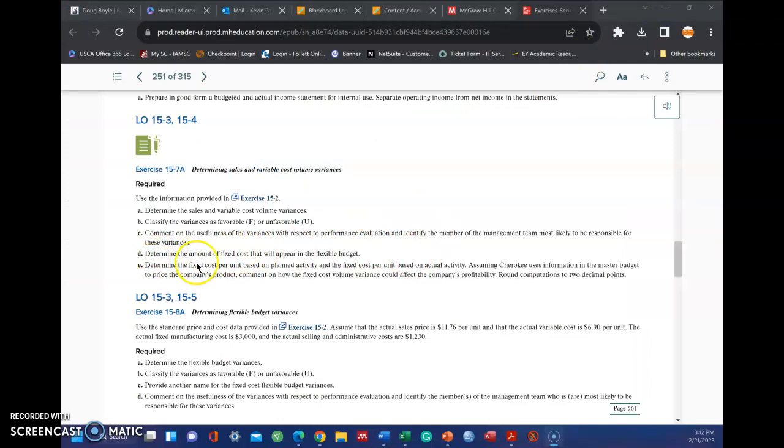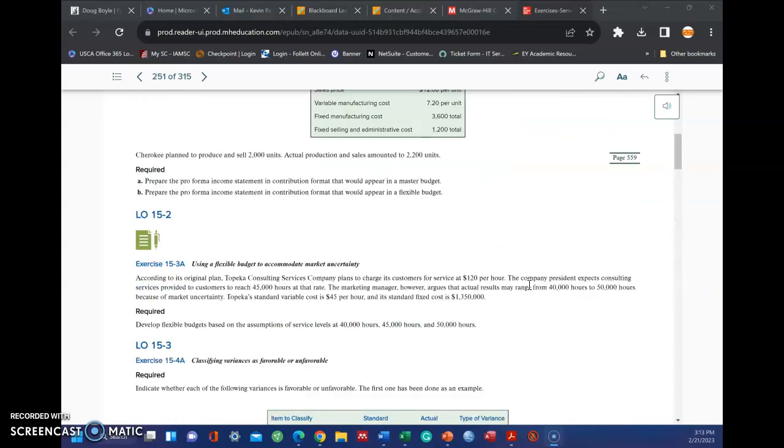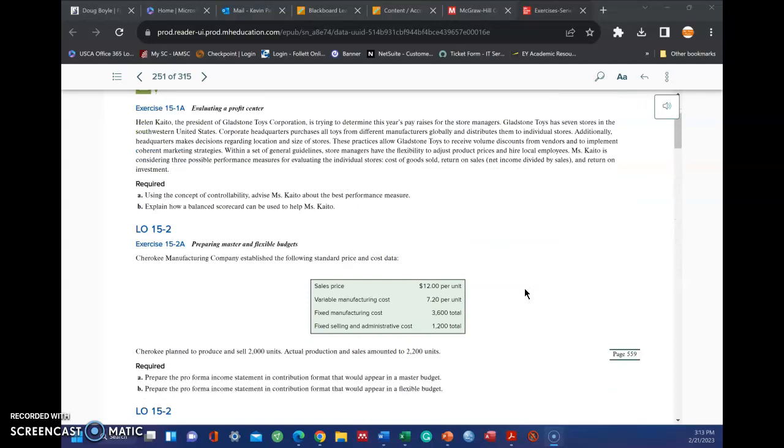D and E. Determine the fixed cost that will appear in the flexible budget. Determine the fixed cost per unit based on planned activity, and the fixed cost per unit based on actual activity. Assuming Cherokee uses the information from a master budget price to price the company's product, comment on how the fixed volume variance could affect the company's profitability. Round computations to 2 decimal points. Let's grab the fixed costs from exercise 15-2 if you haven't already.